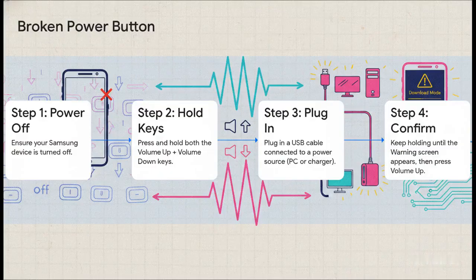The process is almost identical. Again, with the device off, hold down both volume keys, but this time just plug in a USB cable that's connected to any power source. Could be your computer, a wall charger, doesn't matter. The phone detects that incoming juice and automatically boots to the warning screen for you. It's a smart little bypass that doesn't need the power button at all.